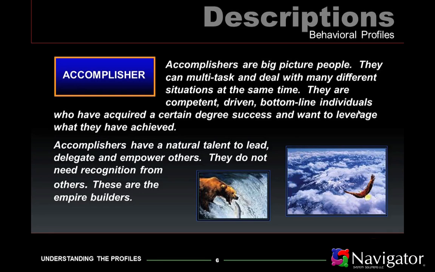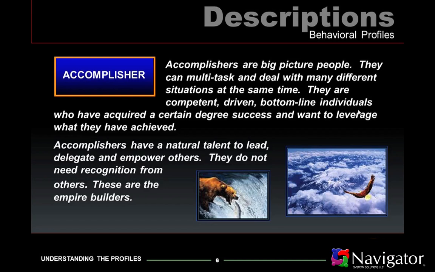So as we said, these are big picture people. They can multitask and deal with many situations at the same time. They're very competent, they're very driven, bottom line individuals who have already acquired a certain degree of success and want to leverage what they have achieved. If they're younger and they don't have the degree of success, what you need to understand is that they're going to have lofty goals depending upon where they score between 0 and 100%. They do, however, have a natural talent to lead, delegate, and empower others as long as it fits into their particular goals. And again, they don't need the recognition.